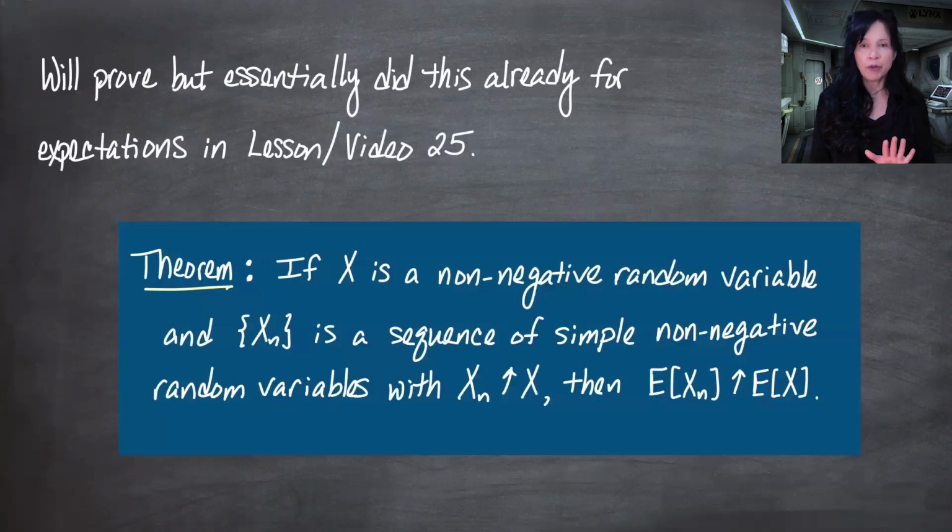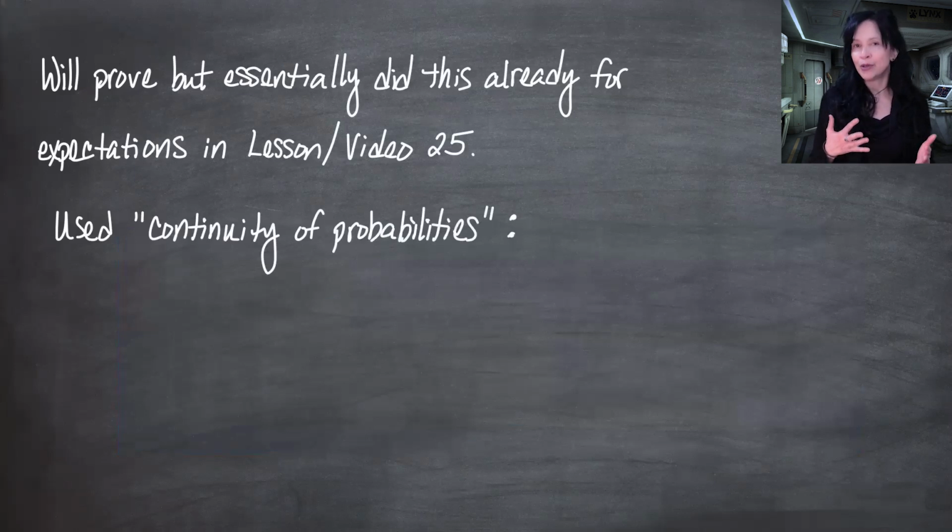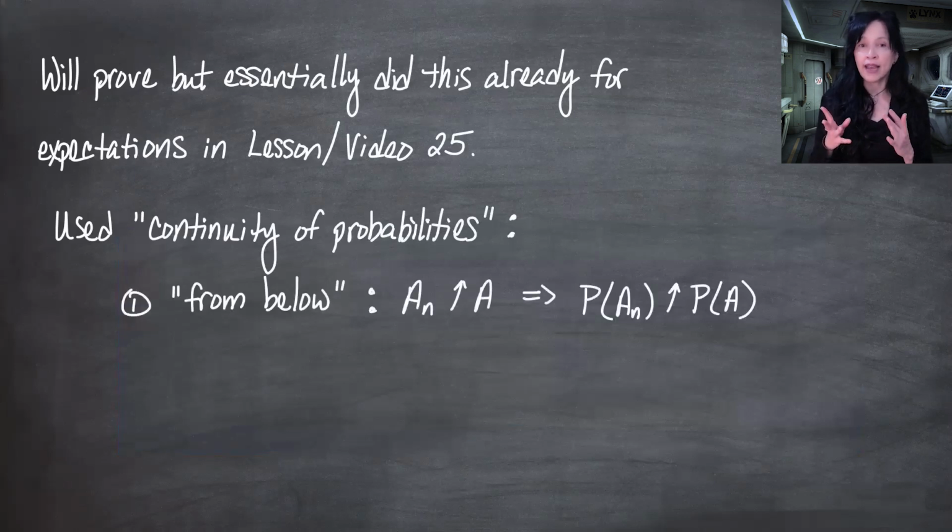So in my remaining time, I do want to talk about one thing I know we're going to need to be careful about when we prove this in the next video. And that is that if you look at the proof of the theorem I just reminded you of from lesson 25, one thing I used in there was continuity of probabilities. So we had continuity from below, which means if you have a sequence of sets A_n increasing to a set A, the probability measures of the sets are increasing as a sequence of real numbers to the probability measure of A. And we had continuity from above.